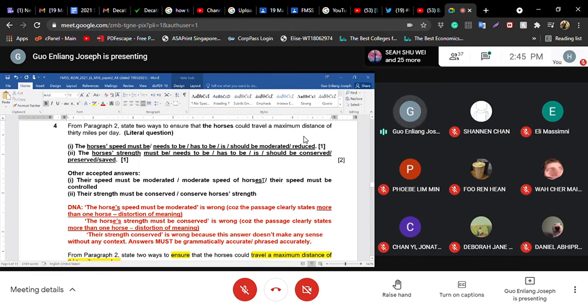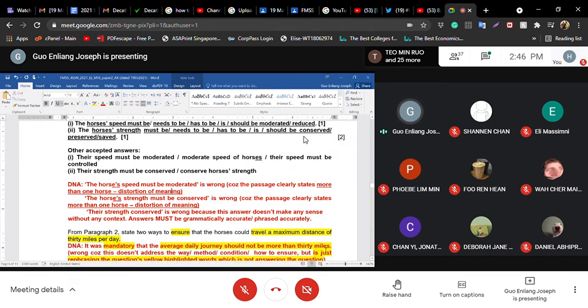Okay, so moderate the speed of horses, all right, speed must be controlled. All these are just vocabulary, it is fine, and of course these are all correct answers. Their strength must be conserved, and conserve horse's strength. Now, I want to go to the red part because the red part is the common error, which some of you will mark wrong.